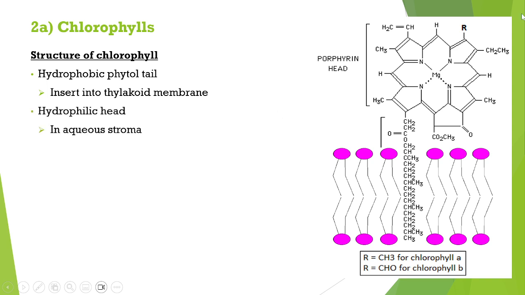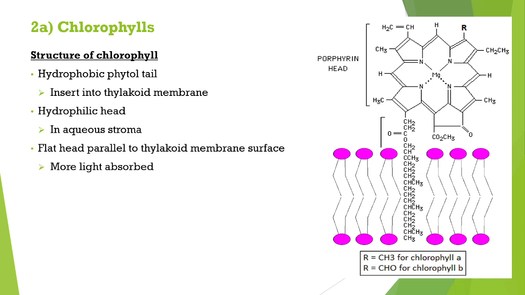Then on top, that's the head structure. It's also called a porphyrin ring or porphyrin head. But it is hydrophilic. You can see the presence of oxygen, nitrogen, and a magnesium ion in the center as well. So that allows the hydrophilic head to interact with the aqueous stroma. So it will be found in the stroma.